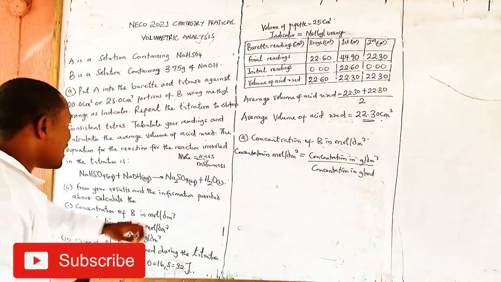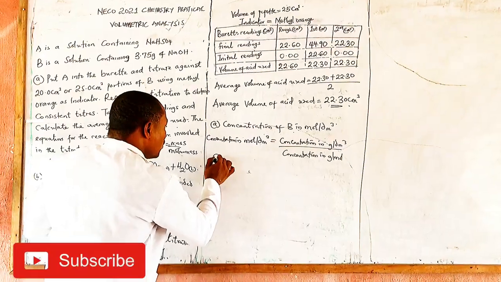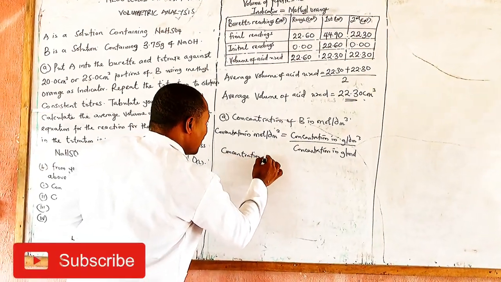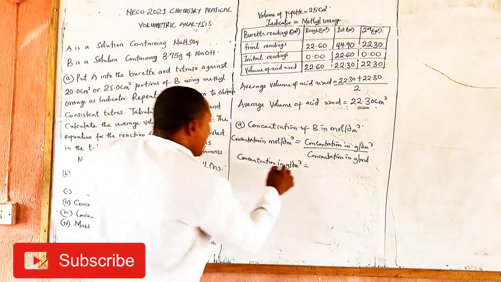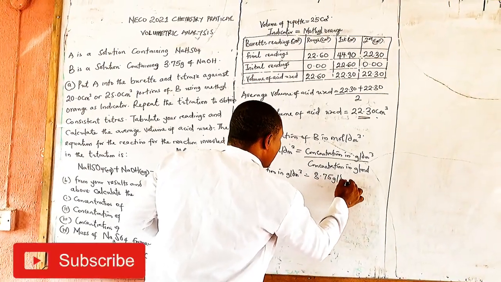So, very, very important. I want to get concentration in mole per dm³. What is my concentration in gram per dm³? You don't just lift values. You need to tell us where you got the value from in gram per dm³. It's given in the question already. That's 3.75 gram per dm³.